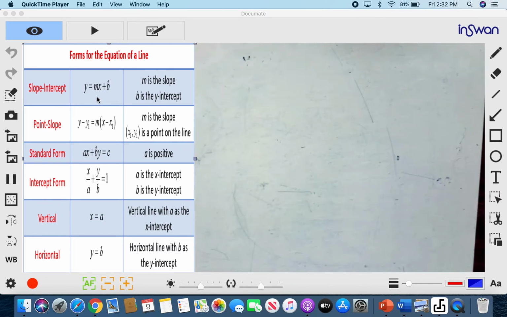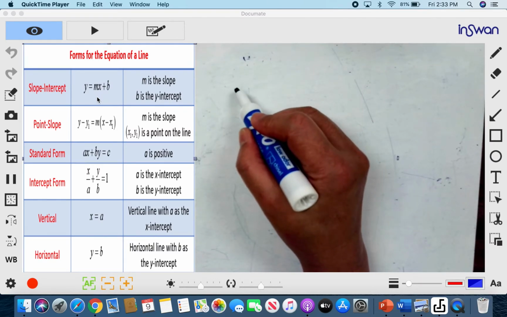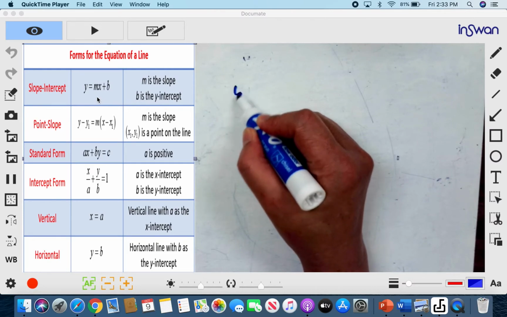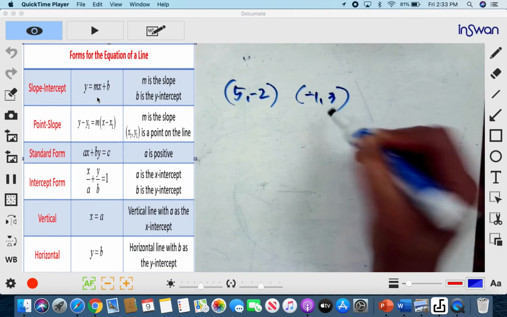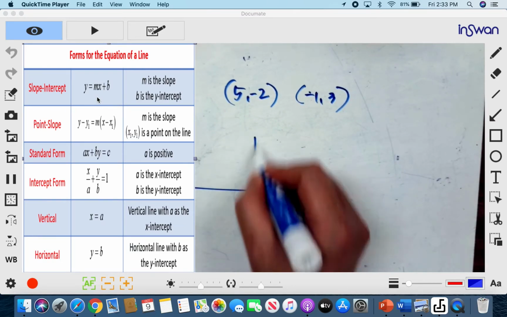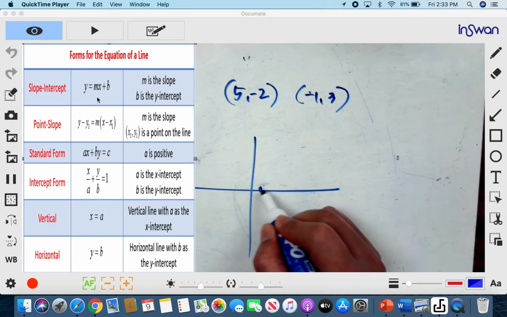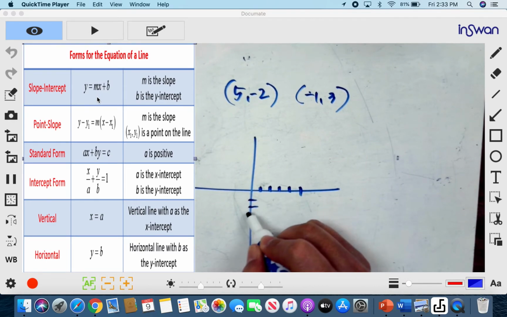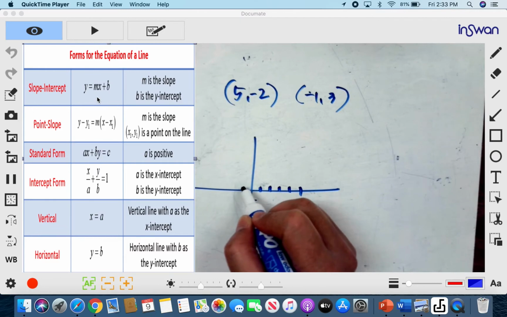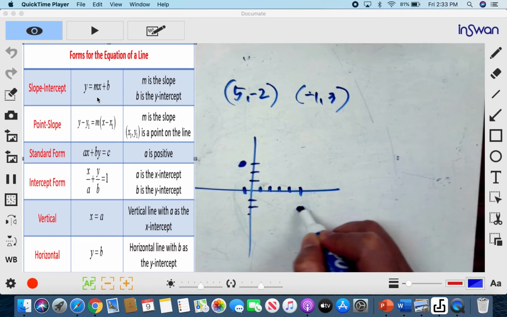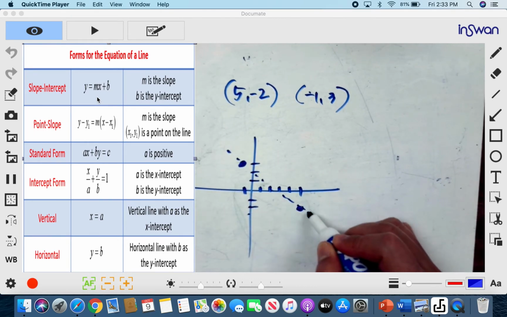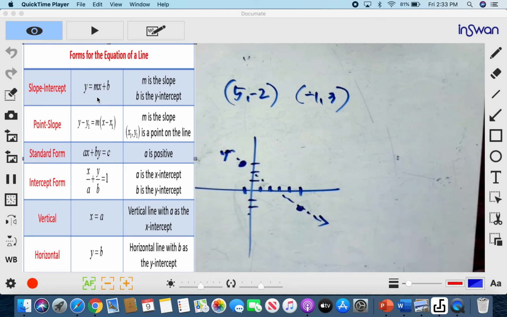Okay, now the last one, what if I have 2 points? For example, 5, -2, and I have -1 and 3. Alright, and of course, if we graph this line, you have 5, -2, and you have it here, and then -1, 3, and you have it here, and 2 points determine a line. You can actually connect the 2 dots, you form a line, okay? But what is the equation of this line?